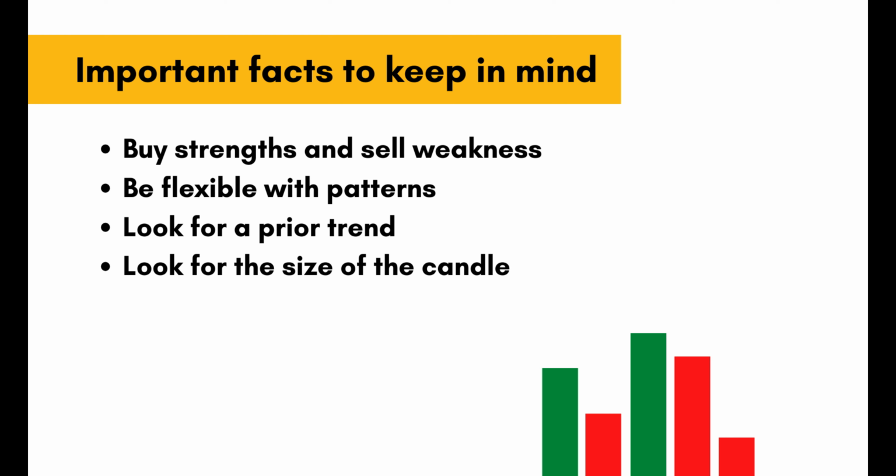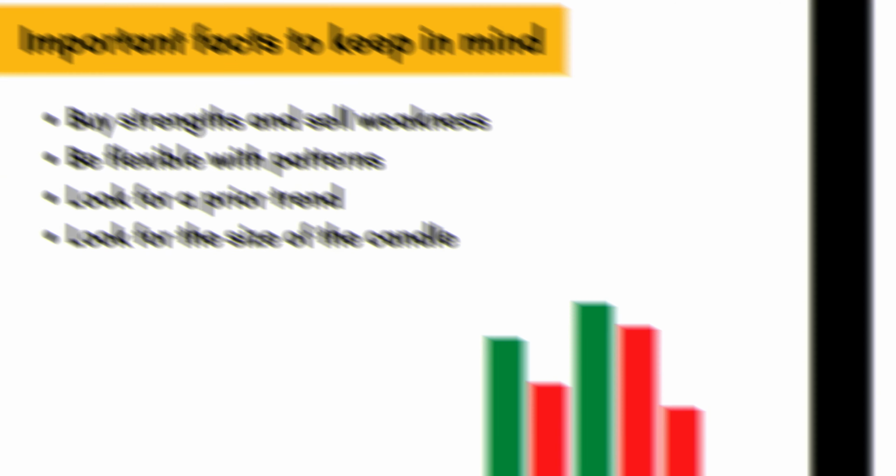The next rule is to be flexible with patterns. As there will be variation between the actual patterns in a chart and a textbook, we need to be flexible within certain limits. As the complete structure of technical analysis is based on the thesis that history tends to repeat itself, we move on to the third fact that makes us focus on the prior trends. With this we come to the last point, that is to look for the size of the candle, as it signifies the range of the stock on that particular day. The longer the candle, the more intense is the trading activity.